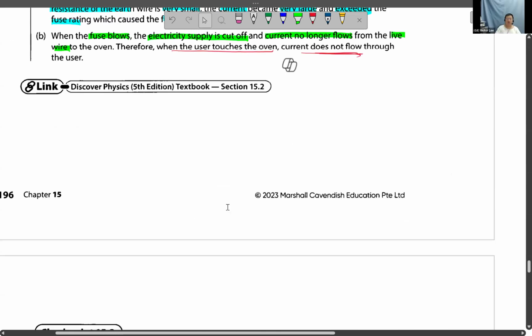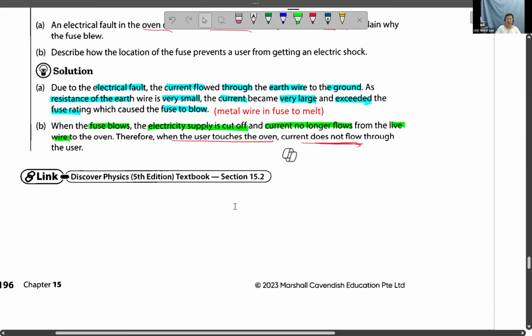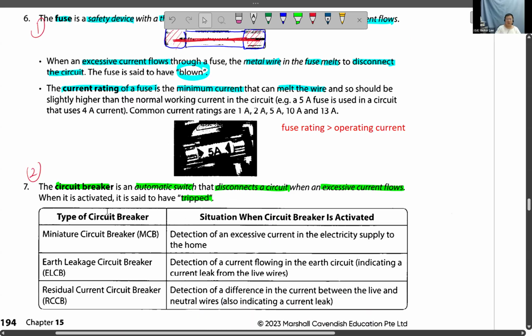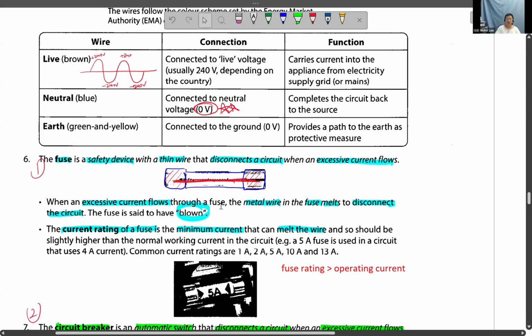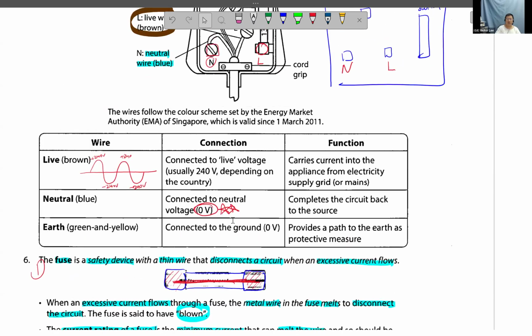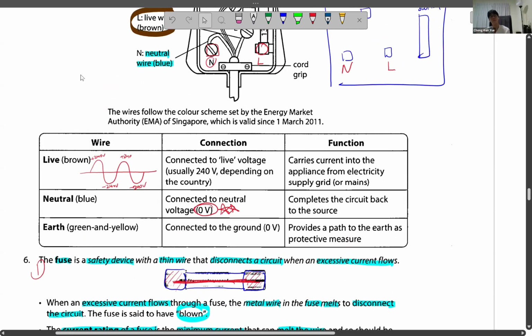Let me go through the fuse again. I feel it's very interesting here. When excessive current flows through a fuse, when will excessive current flow through a fuse? Excessive current flows through a fuse when there is a short circuit here. See that?